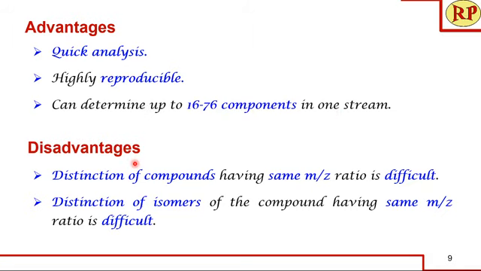And disadvantages, because we are separating based on the m/z ratio, it is difficult for us to distinguish the compounds having the same m/z ratio. And similarly, the distinction between the isomers is also difficult because they will have the same m/z ratio. This is the drawback and limitation of this method.